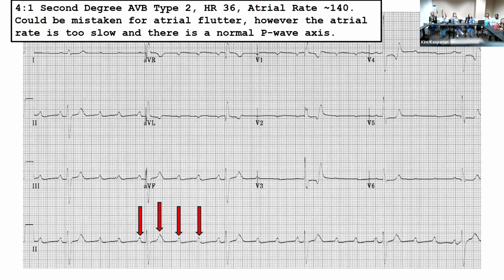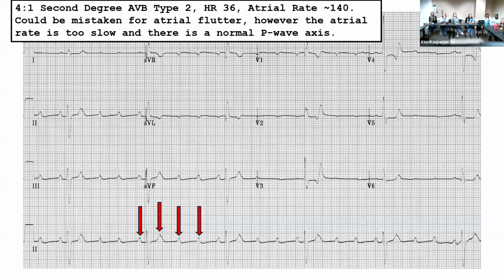So I was calling this 4-to-1 Mobitz 2 because of the fixed PR interval. Atrial rate is around 140, but the ventricular rate is only around 36. So one of the things that you might look at this and think is, is this flutter? And that's why, remember, it's important to know the normal atrial rate in flutter is 300. It's not going to be 140. That's way too slow. So you calculate that atrial rate and you say that does not fit.